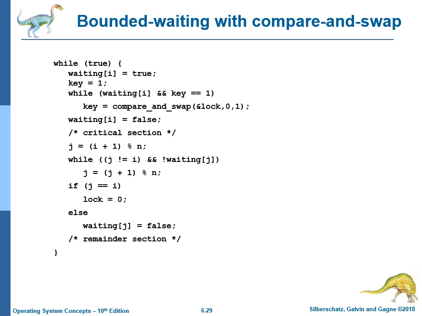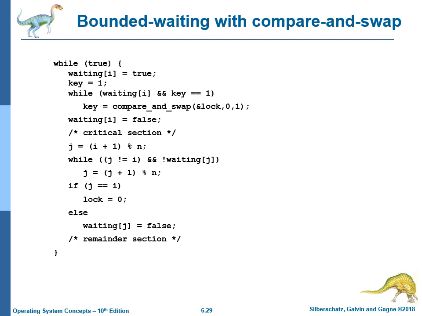Okay, although this solution satisfies the mutual exclusion requirement, it does not satisfy the bounded waiting requirement. So we can see that in this data structure, we present another algorithm with the set instruction that satisfies the critical section requirements.